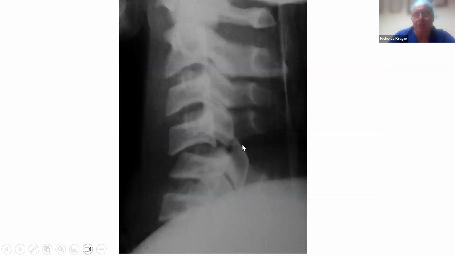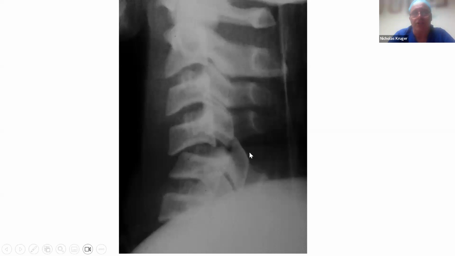Yeah, so you can see here, there's parallax, so there's a bit of a double shadow there, but there's no rotation here, okay? It's almost in line. So how can it be jumped forward if there's no rotation? So a bifacet doesn't give rotation, but the clue this is not a bifacet is that it hasn't moved more than 50%. To jump both facets, the body probably has to move more than 50%.